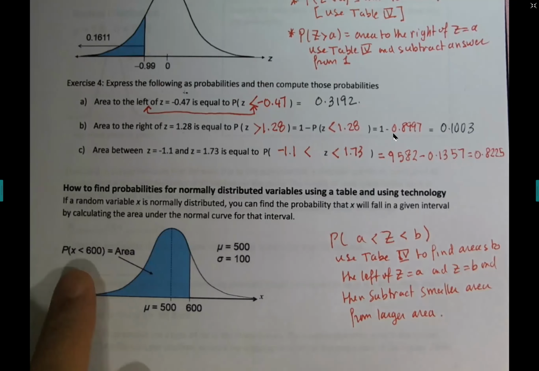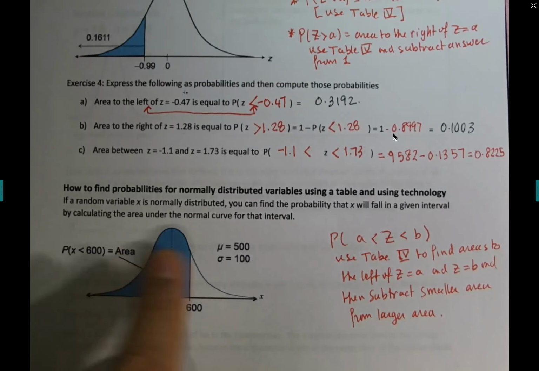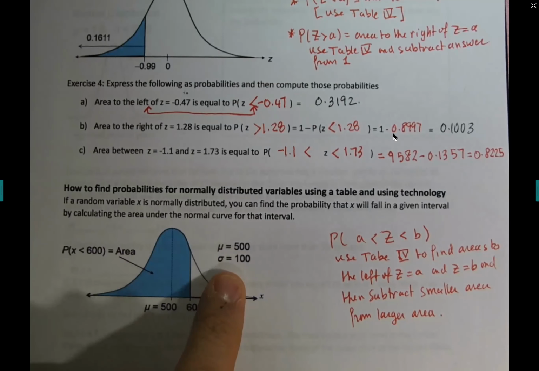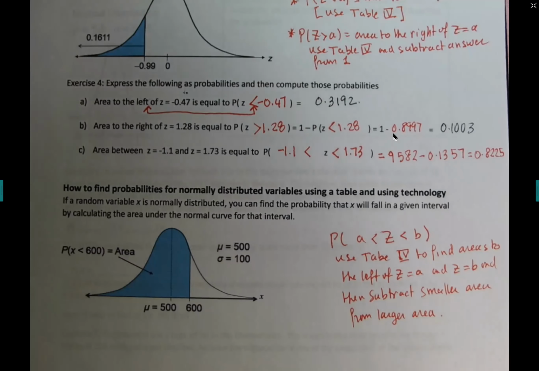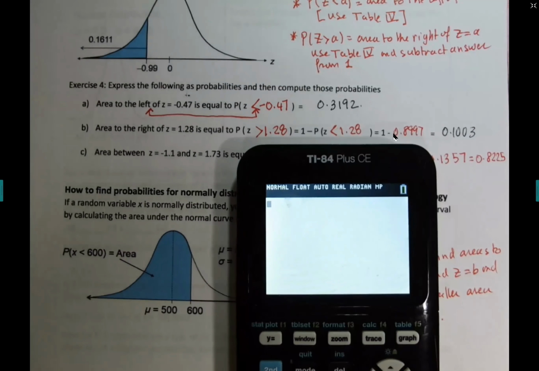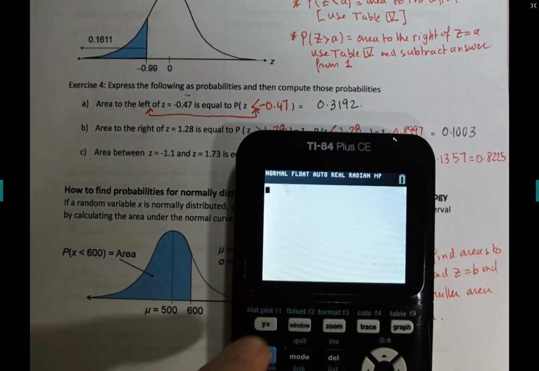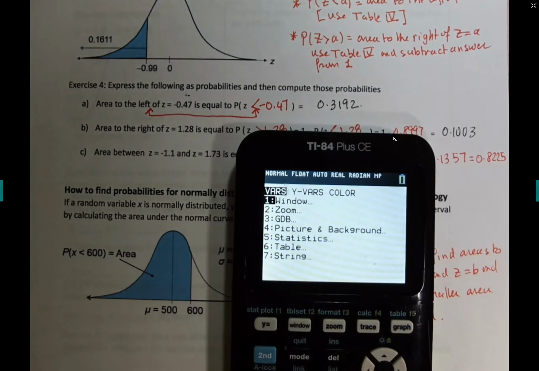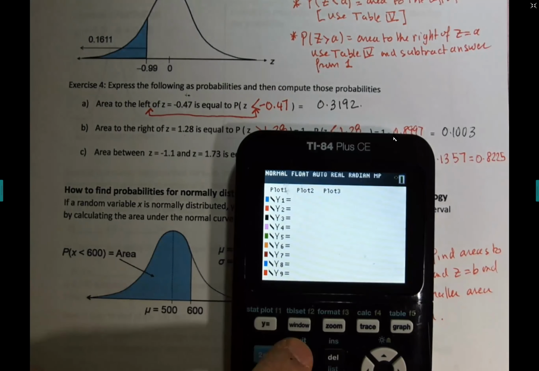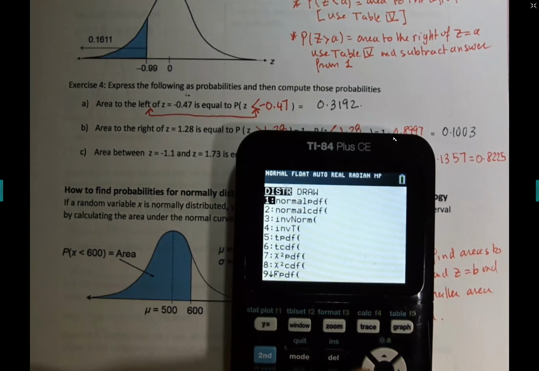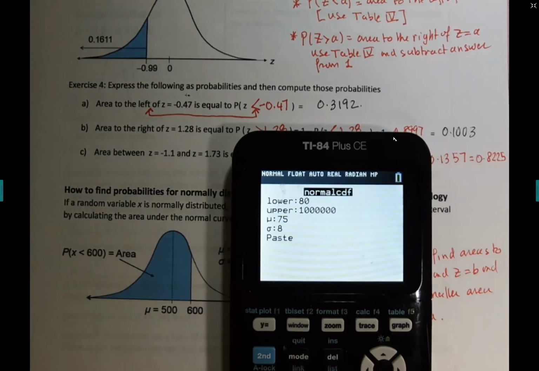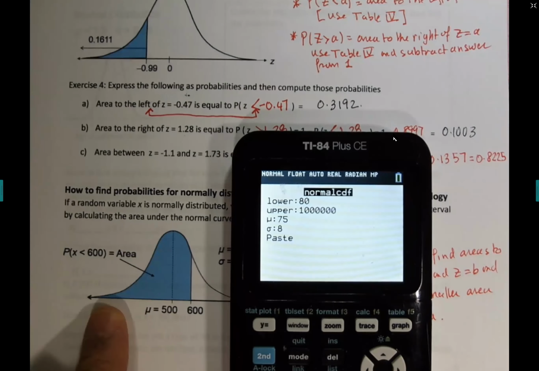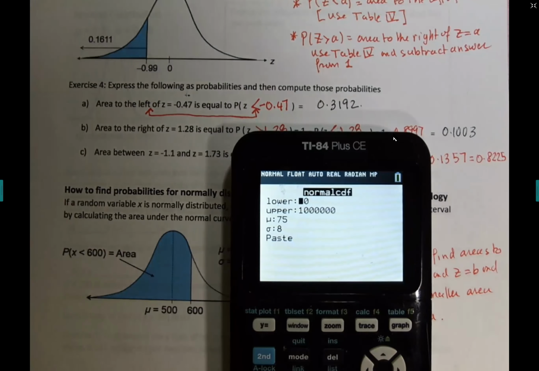So he wants the probability of x less than 600. You have a mean of 500 and a standard deviation of 100. Okay, guys, before you flip to the next page, let's do it together here. Second, distribution, normalcdf. What would be the lower bound for this question? Less than 600, so from 600 and below. Remember, when I say less, what do I start with for the lower? Negative. Yeah, very good.